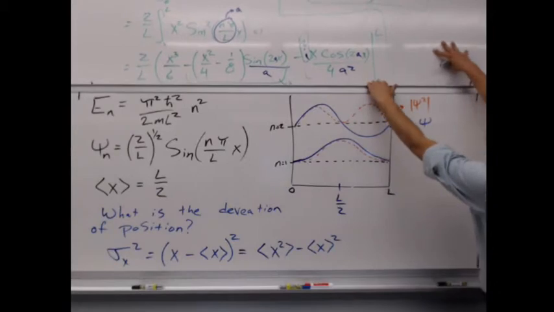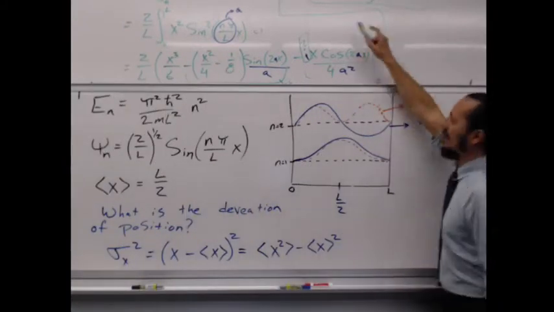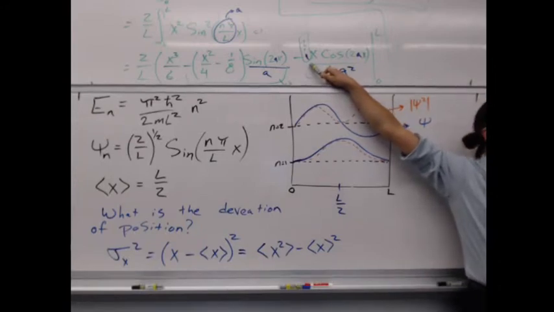And it's 2 on bottom. Let me just make sure I've got that right. 2n pi squared. Yeah, so that's right. That I've got right. Like I said, I think that's what's throwing me off. I'm sorry about that. Yes?